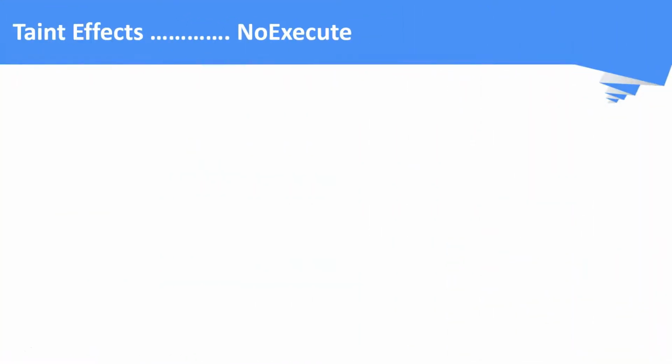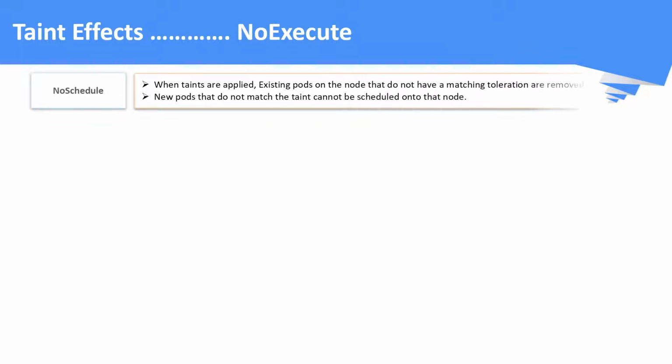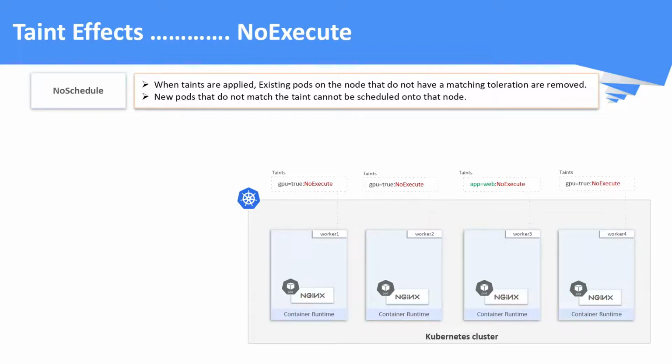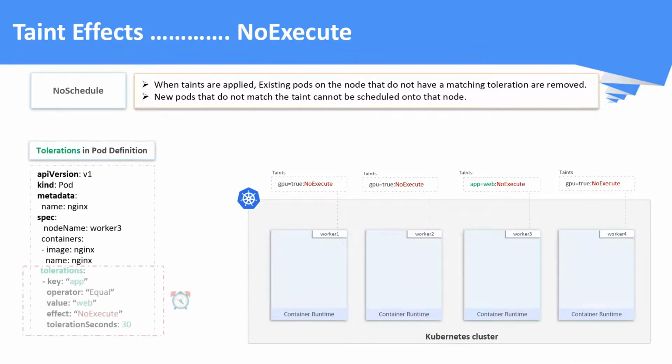Let us discuss about NoExecute taint effect. As usual, consider that we are running some pods in these worker nodes. When NoExecute taint effect is applied, existing pods on the nodes that do not have a matching toleration will be evicted. However, a pod definition with a matching toleration will only be scheduled on those nodes.